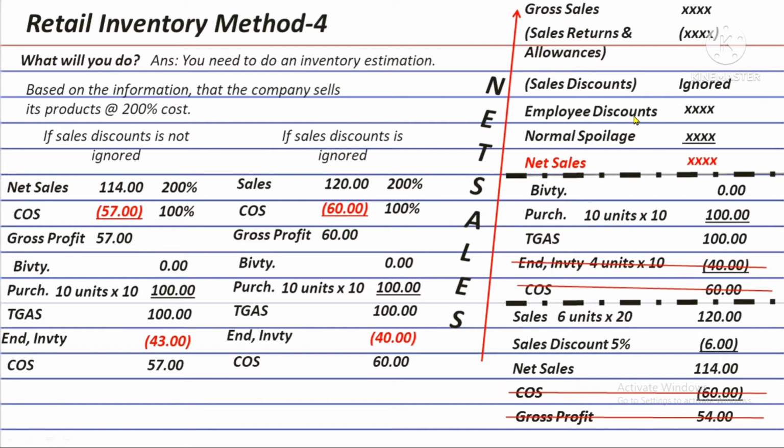So let's start with the employee discounts, okay? Now, before we go to these computations, let's first define employee discounts. Employee discounts are the discounts given to employees so that they will be encouraged to buy the products of their employer company. For example, a manager of a clothing company has been given a 10% employee discount rate.